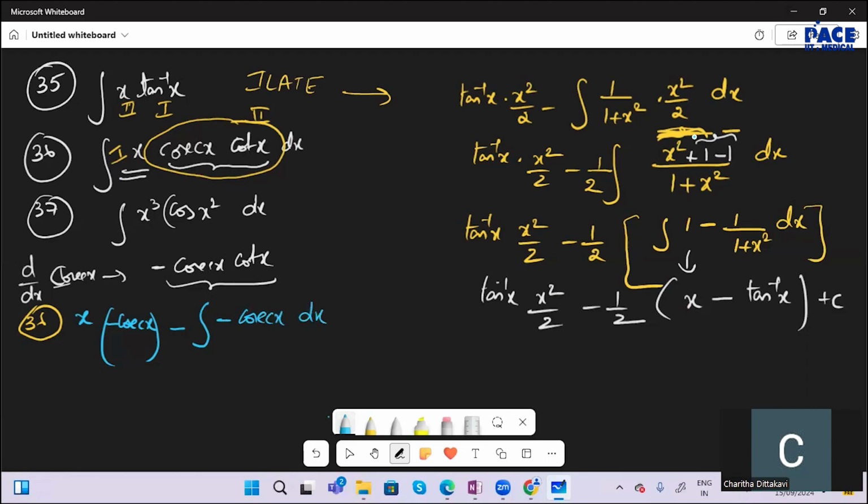Clear? So minus of minus, this is minus x cosecant x, and minus of minus becomes plus integral of cosecant x dx. So integral of cosecant x dx, what is it? That is nothing but log mod cosecant x minus cot x plus c. This remains the same. Is that clear? So that way you can proceed.